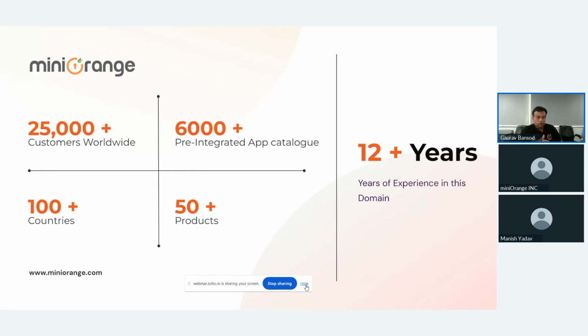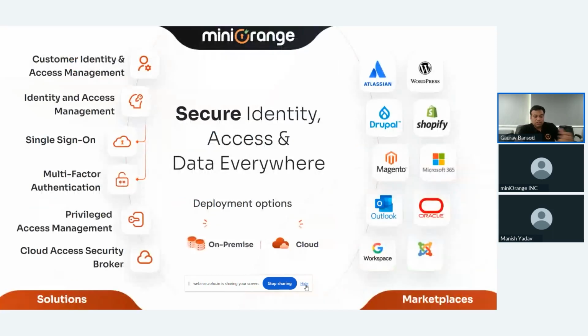We have a catalog of around 6,000 applications where you can simply do single sign-on as well as multi-factor authentication in a few clicks. So this is basically our portfolio, the miniOrange portfolio. We have consumer identity and access management, which includes single sign-on and multi-factor authentication. We have PAM, we have CASB, and we also have governing access, which we are building. We also have DLP and MDM solutions, which we are building.